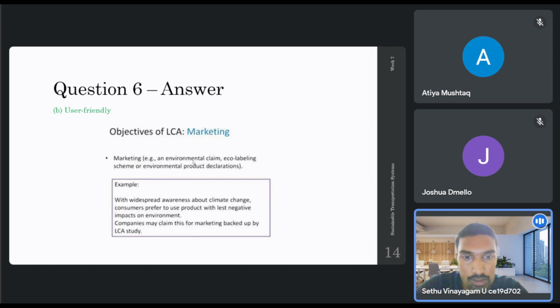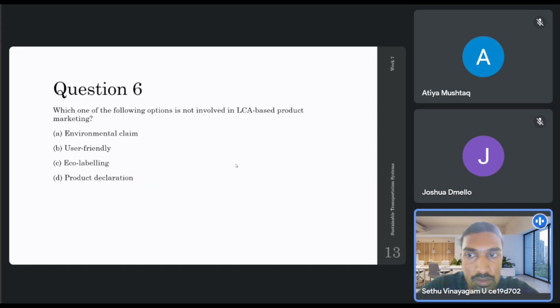So you will say that this product has only this much percentage of CO2 emitted compared to other competitive products. So you can have claims like that related to the environmental aspect. You can use that to do eco labeling, like it is free of these things, or you can use that for product declarations, right? So all these things can be used for marketing purposes as well, so LCAs can be used in that aspect as well. Whereas option B says it's user friendly.